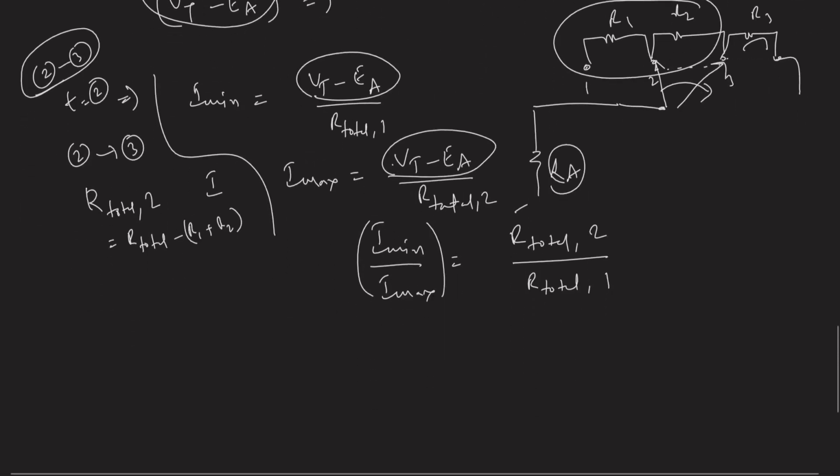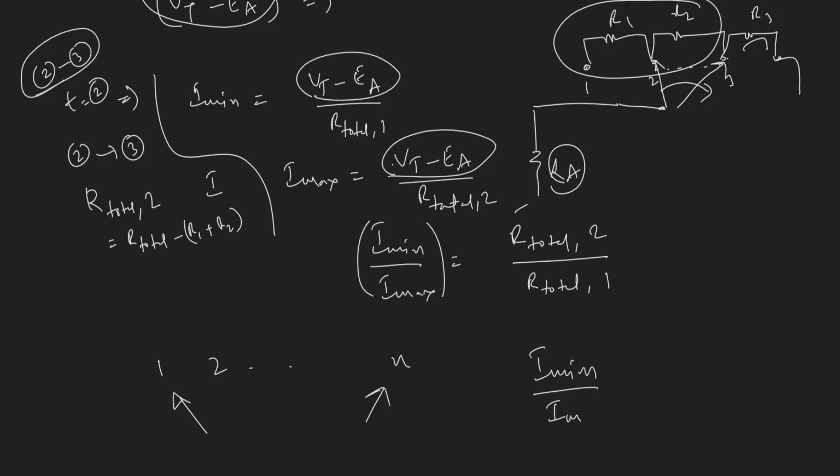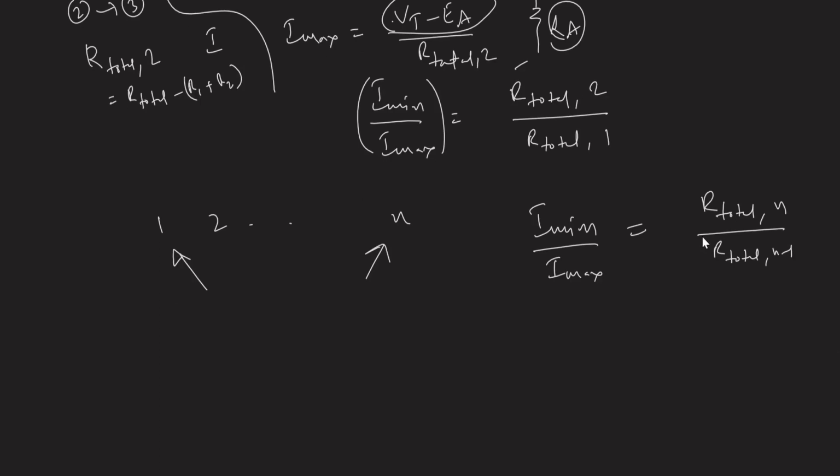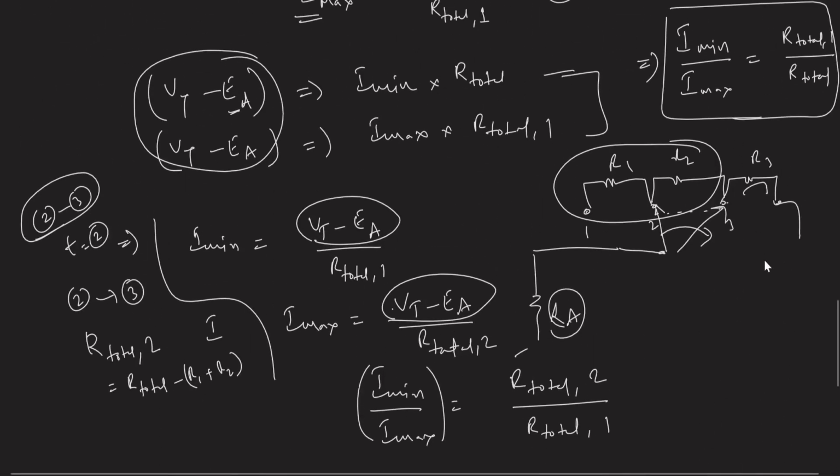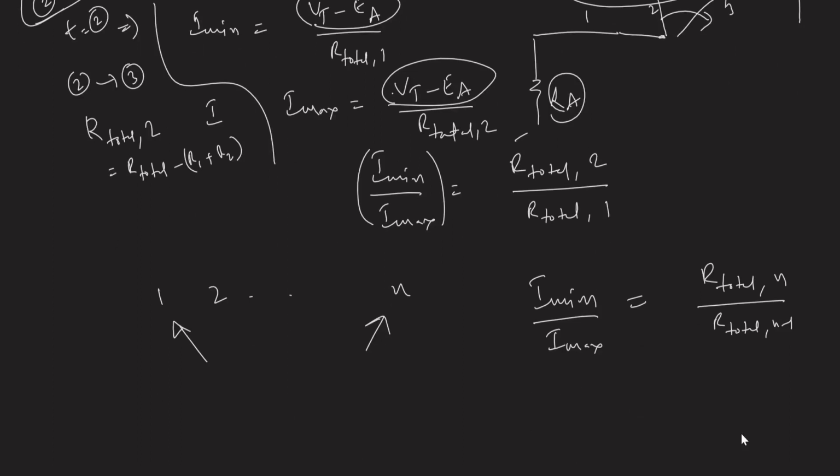So if I move the pointer from first stud to second stud to third stud and nth stud, if I move like this, then after nth stud movement, this will be I minimum by I maximum. This ratio is equals to R total comma n by R total comma n minus 1, like that. If I write down this first equation, I have defined it after nth stud movement, right? This will be the relationship, right?